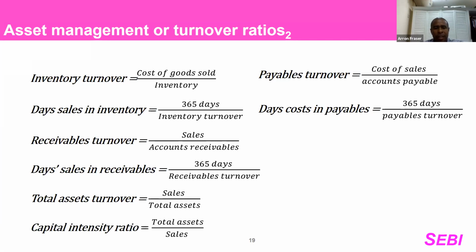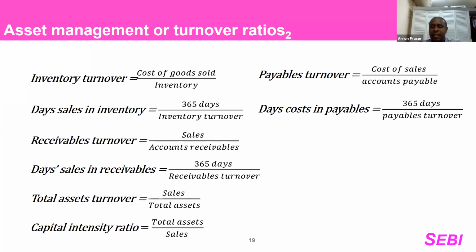The capital intensity ratio is the converse of the total asset turnover. So here it's the total assets divided by sales. It says for every dollar of sale, how much in assets do I need to invest? How much in assets do I need to invest to get $1 of sale is the capital intensity ratio. The total asset turnover is how much sale do I derive from an investment of $1 in assets.